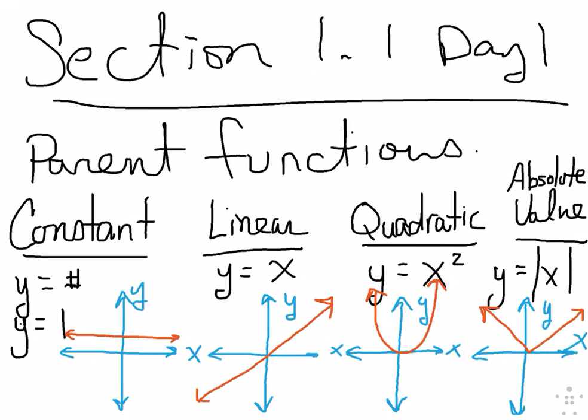Again, constant is just a number. Linear is an x. Quadratic is x squared. So there's the difference between those two. An absolute value has absolute value bars around it. So if you see that, then you know it's one of those.